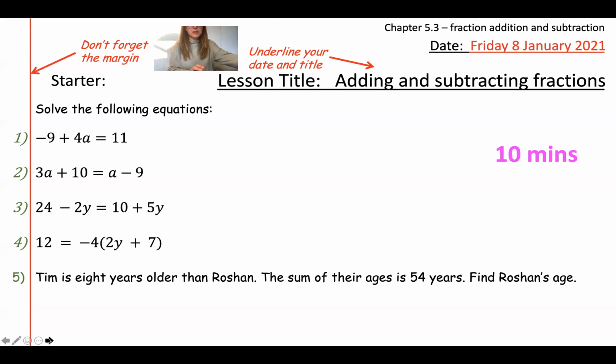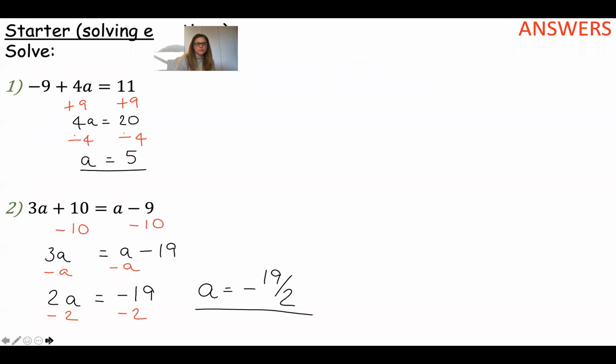Okay, your time is up. Right, let's look at the solutions to these. I'll talk them through briefly with you and display the answers. They are quite tricky. Remember, we need to be using the balancing method. Always use the balancing method to solve equations such as these.